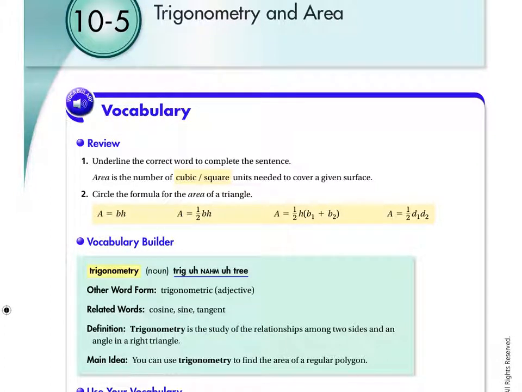All right, so today we're going to continue with area of regular polygons. You need to stop and listen.